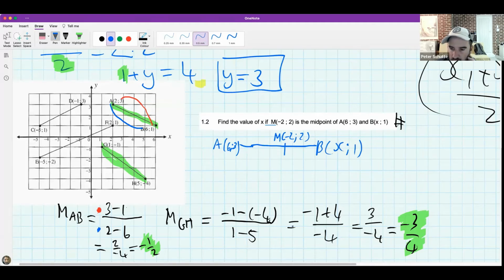And then what I get for GH is -3/4, which makes me happy because I see it's a negative, right? So that's good. And so if you think about all the skills we've practiced, our midpoint and our distance, let's just see if we can do this midpoint formula question here. And then I think we need to have a little break.